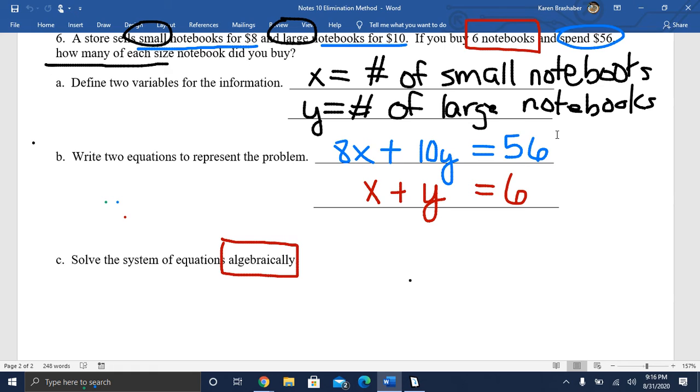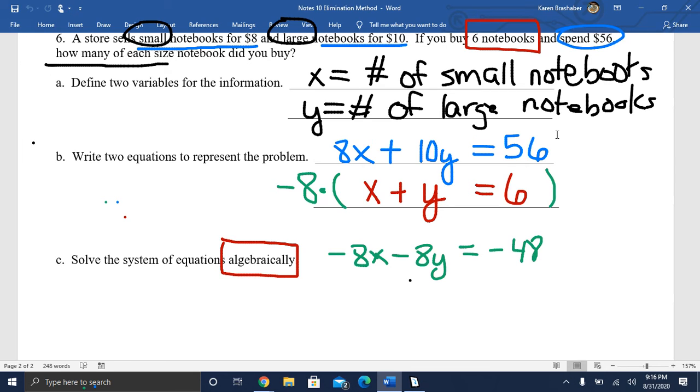So I'm going to focus on the x's, and I'm going to try to eliminate the x. So my first equation has an 8x. I need to have a negative 8x. So I'm going to need to multiply my second equation by negative 8. So I'll do that right here, negative 8x. Remember to multiply everything. So minus 8y equals, and even multiply your 6. That would be negative 48.